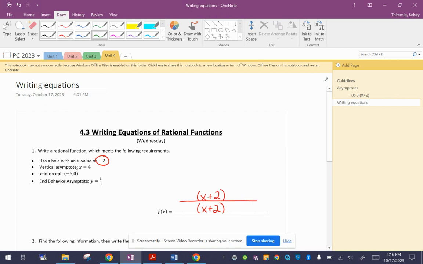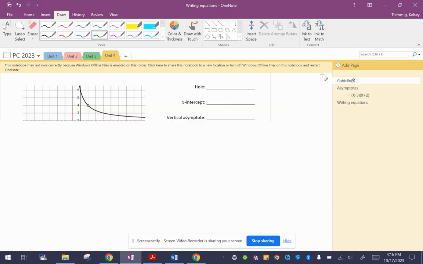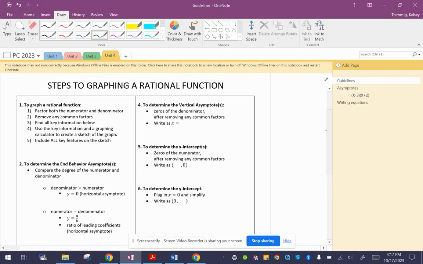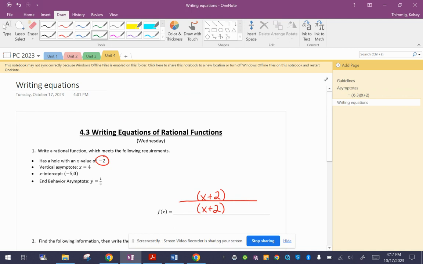For the vertical asymptote at x equals 4, go back to the guidelines, which talk about vertical asymptotes. Now this is the zero of the denominator, okay? So again, if my vertical asymptote is at x equals 4, I'm going to have a factor in the denominator that is x minus 4, because when I plug in 4, I should get 0.